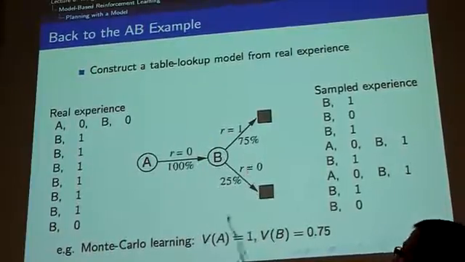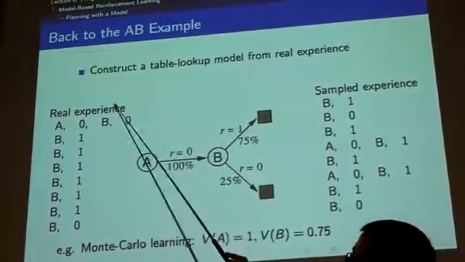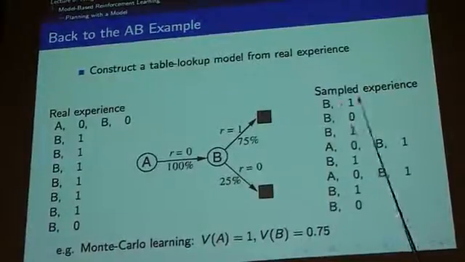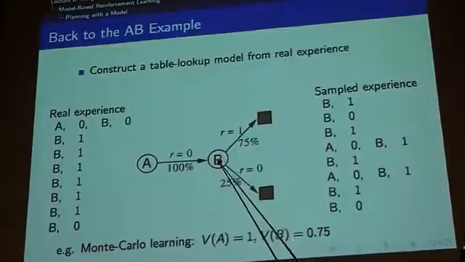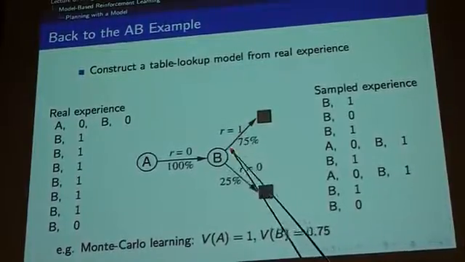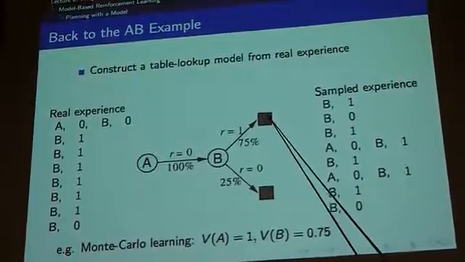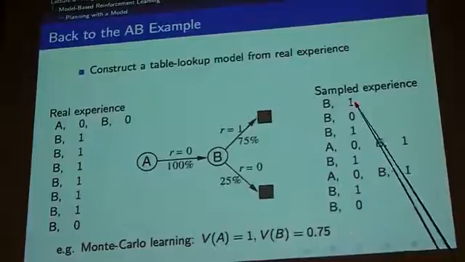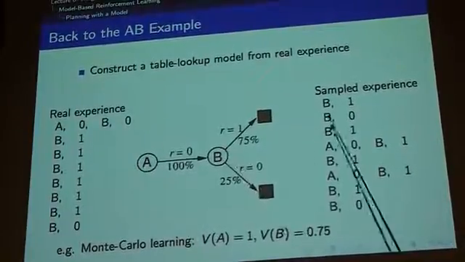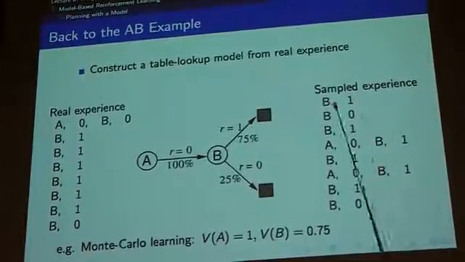Because it's episodic, there's some chance you'll start in A, some chance you'll start in B. Most of the time you start in B. So our samples might have one episode here. We're going to imagine we start in B. We roll some dice to see whether 75% of the time we'll go this way, 25% of the time we'll go this way. We happen to go this way, so we get one episode, B1. We run it again, start in B, happen to go this way, B0. We run it again, we get B1.